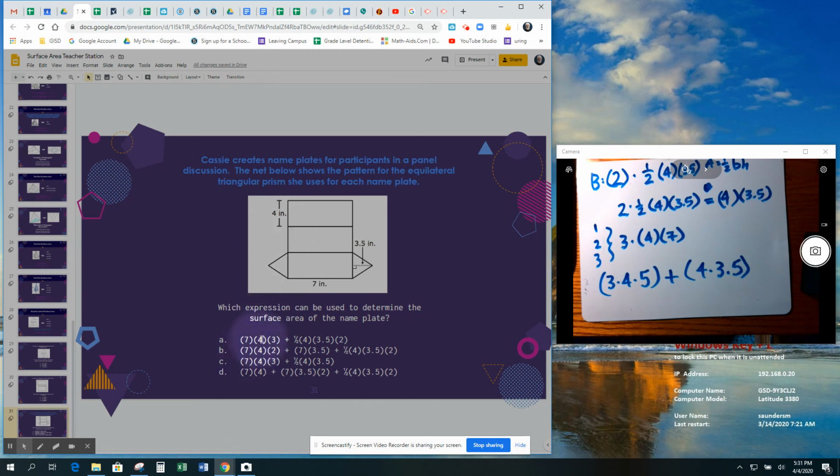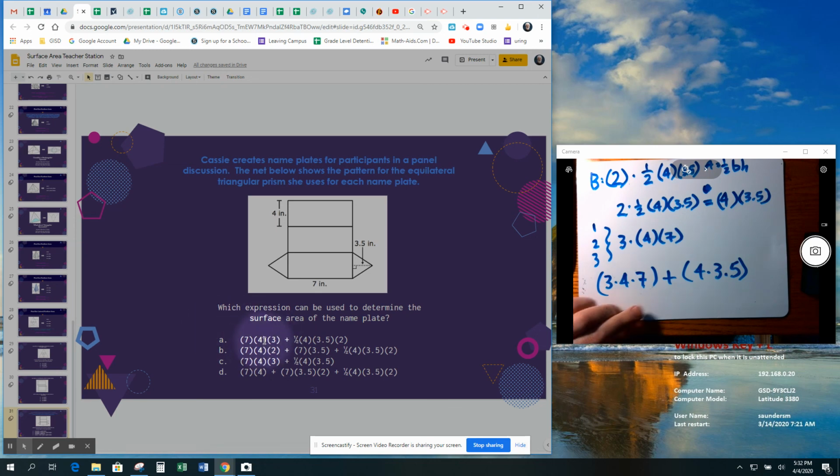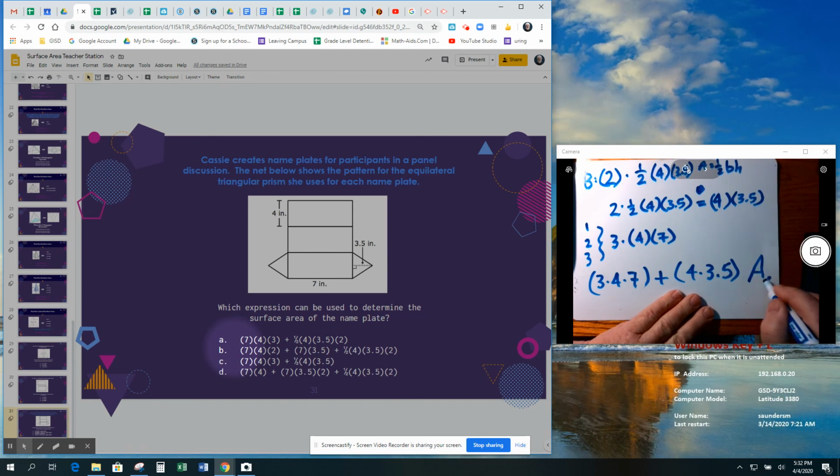So 7 times 4 times 3. Oops, I made a mistake. This said 3 times 4 times 7, and I wrote 5. 3 times 4 times 7. So we have that one, 3 times 4 times 7. And then 4 times 3.5. And they have the 1/2 and the 2, and we just simplified that to be 1. So A matches. I don't think we need to go any further, but let's just double check.